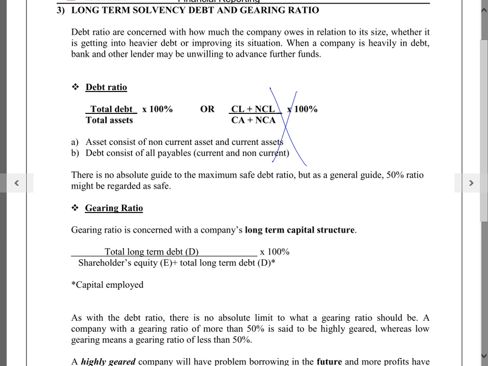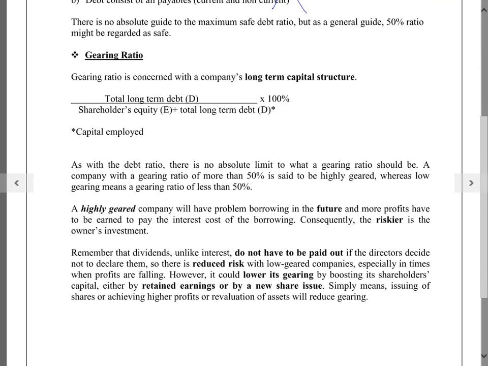The most common one will be the gearing ratio, so we're going to focus on the gearing ratio. It is to calculate the level of debt. You can see from here it is D divided by E plus D. What is E plus D? Equity plus debt. Can we call it capital employed? Yes. So three formulas need capital employed: asset turnover, ROCE, and gearing. All three need capital employed.